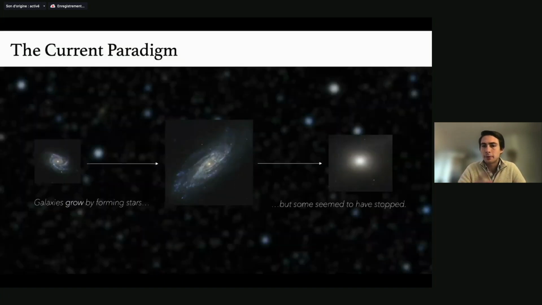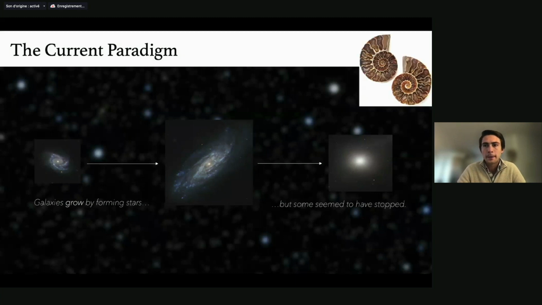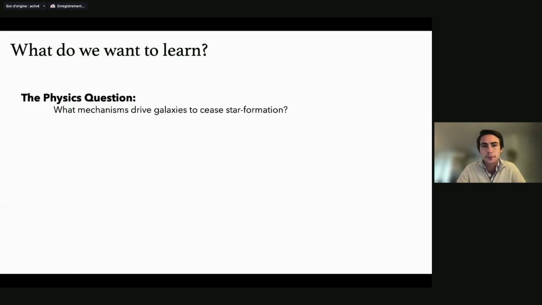So the current paradigm, just to remind everyone, is that, of course, galaxies grow by forming stars. They might form also by mergers. But we know that at some point, at least a fraction of them seem to have stopped forming stars. These are our quiescent galaxies. And so I would call these quiescent galaxies fossils, right? They're the fossil record. They contain the record of everything that's happened to them. And that's where it's really interesting and where we can go dig and find out the story of galaxy evolution.